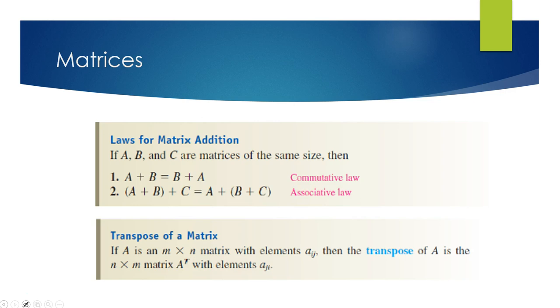Laws for matrix addition. Matrix addition is commutative, so it doesn't matter which order you add them. And same thing with associative. It doesn't matter which order. If you have 3 or more matrices, it doesn't matter which order you add them together.